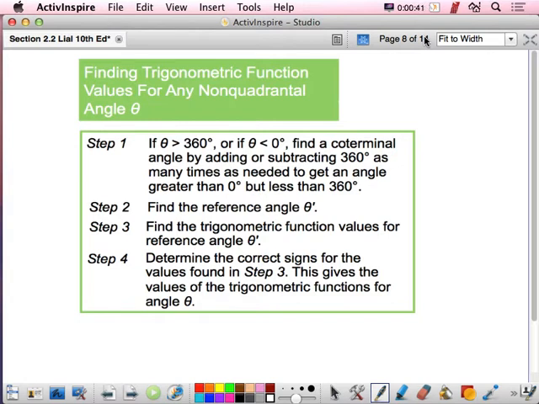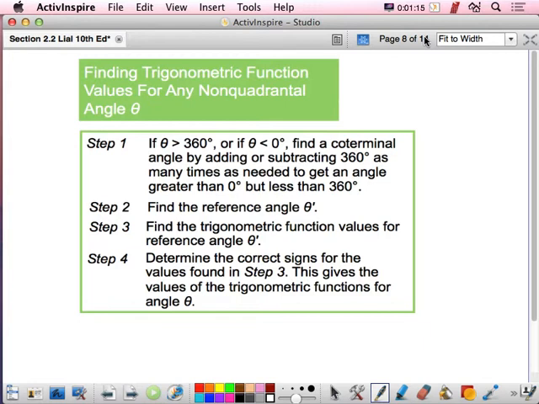So here's what you do, just kind of a recap. First, if the angle is bigger than 360 or less than 0, bring it between 0 and 360 by using a coterminal angle. Then find the reference angle for that angle. Then find the trig values for the reference angle, so 30, 45, or 60, and then adjust the signs for the quadrant you're in. In other words, move your point around. It's the same ordered pair from the unit circle, but you change the positives and negatives depending on where you need to be. Make sense?